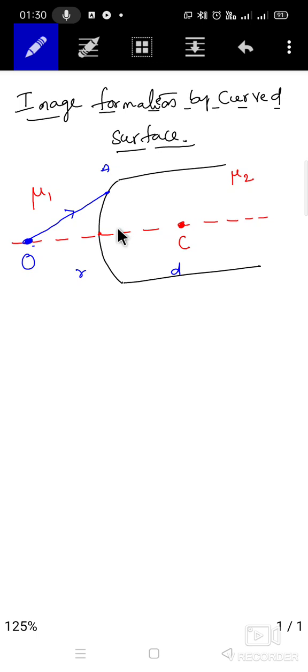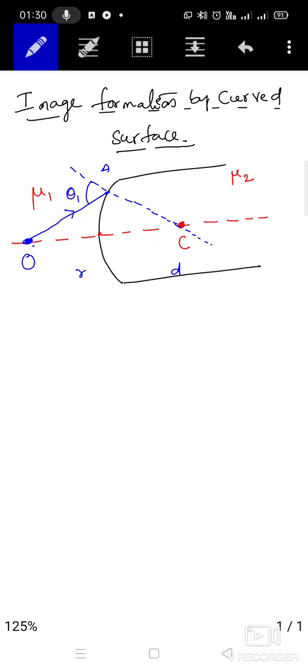Now we are going to draw the normal for this curved surface. When a line is drawn from the center of curvature to any point on the curved surface, this line acts as the normal. The line joining the center of curvature to any point on the curved surface is called the normal. This angle is called the angle of incidence. It is indicated by the letter theta 1. So theta 1 is the angle of incidence, which is the angle between the incident ray and the normal.